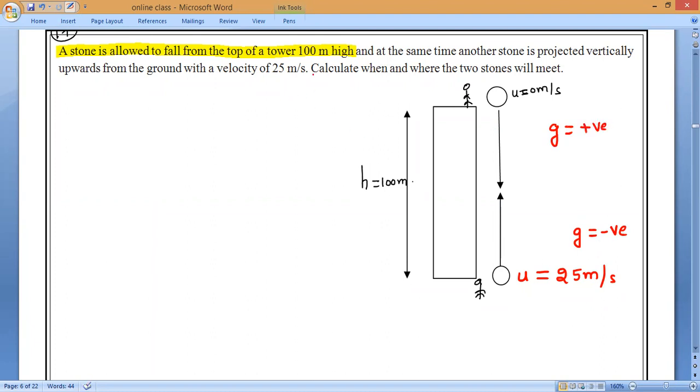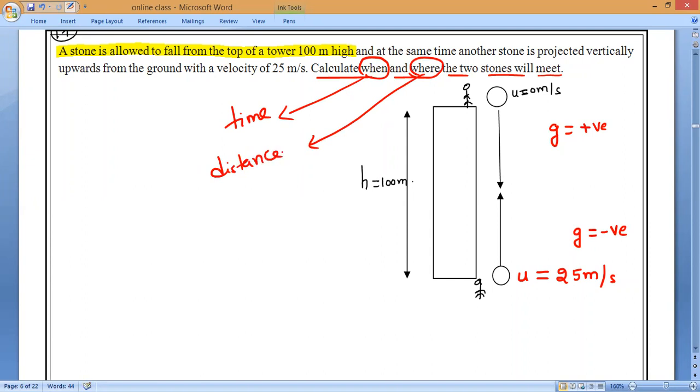Okay. Now, what is the question they are asking? Read, everybody. Calculate when and where the two stones will meet. When means what, guys? Time. Where means what? Distance. So this is what we have to find. Now, observe very carefully. What is the total height they have given? 100 meters.